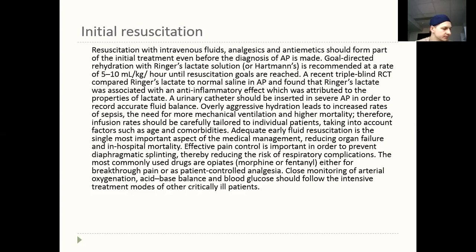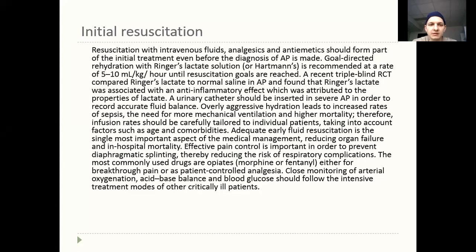Initial resuscitation. Resuscitation with intravenous fluids, analgesics, and antiemetics should form part of initial treatment, even before the diagnosis of AP is made. Goal-directed rehydration with Ringer's lactate solution or Hartmann's is recommended at a rate of 5-10 ml per kilogram per hour until resuscitation goals are reached.